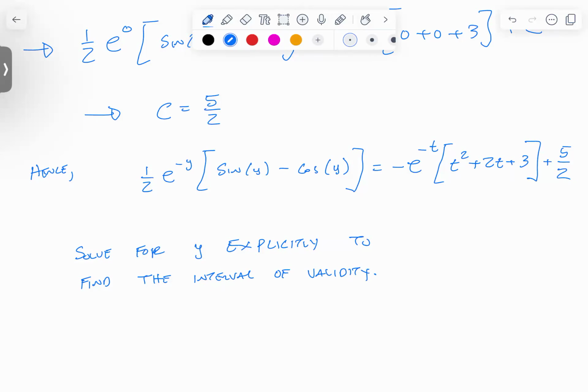So how do I solve for y explicitly on this one? Not very easily, because you have the sine and cosine functions. Yeah, I got sine and cosine, and I had a y in an exponent, so we cannot. Okay, there are cases where we can, but this one, we cannot solve for y explicitly.